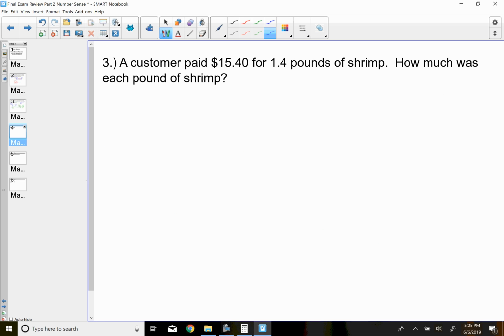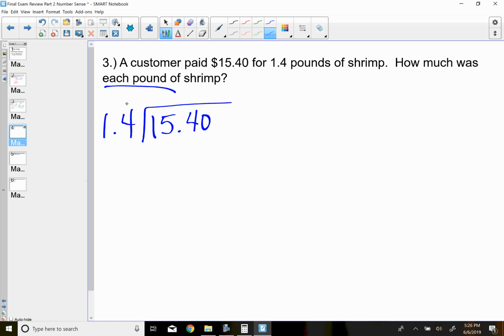All right, our next question here says a customer paid $15.40 for 1 4/10 pounds of shrimp. How much was each pound of shrimp? So each pound is unit rate, and we find the unit rate by dividing. So take the cost and break it up into equal-sized groups.